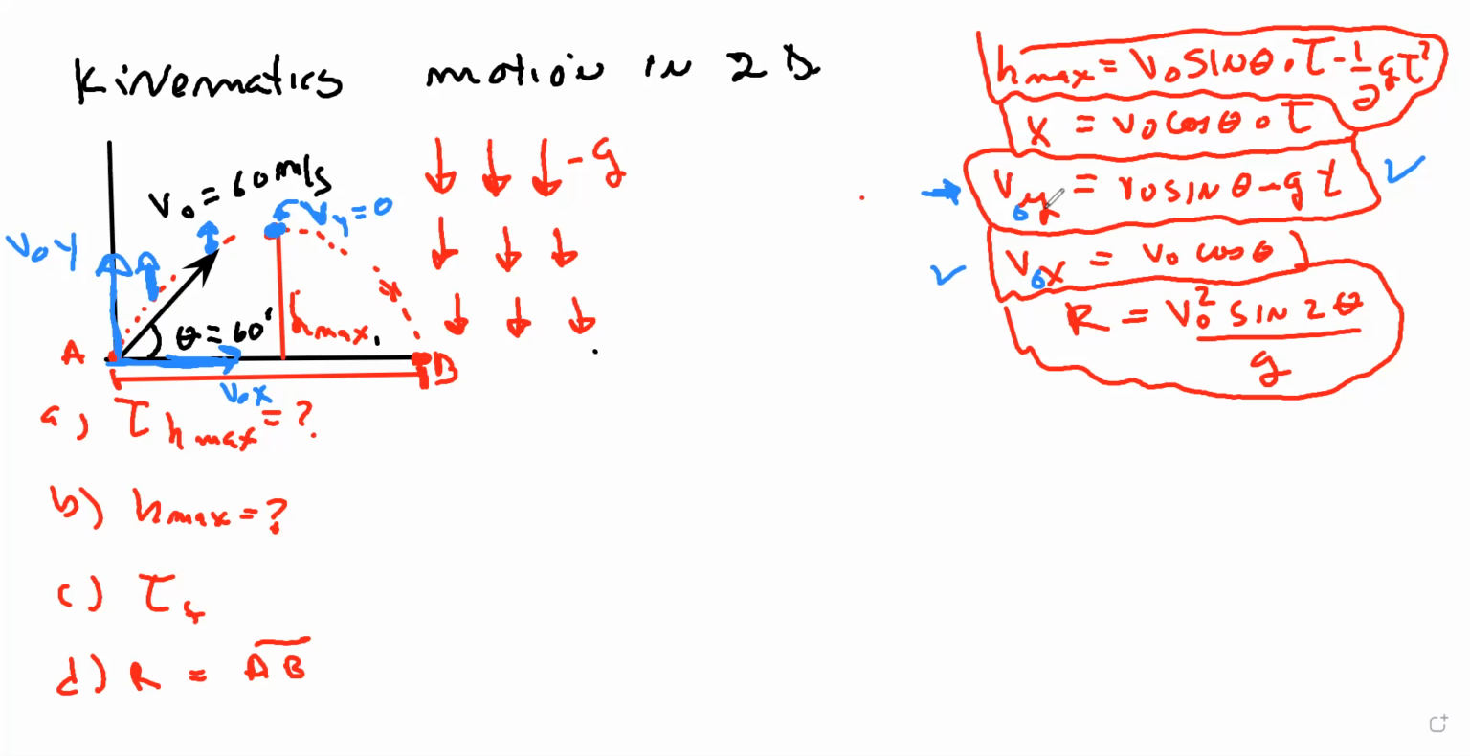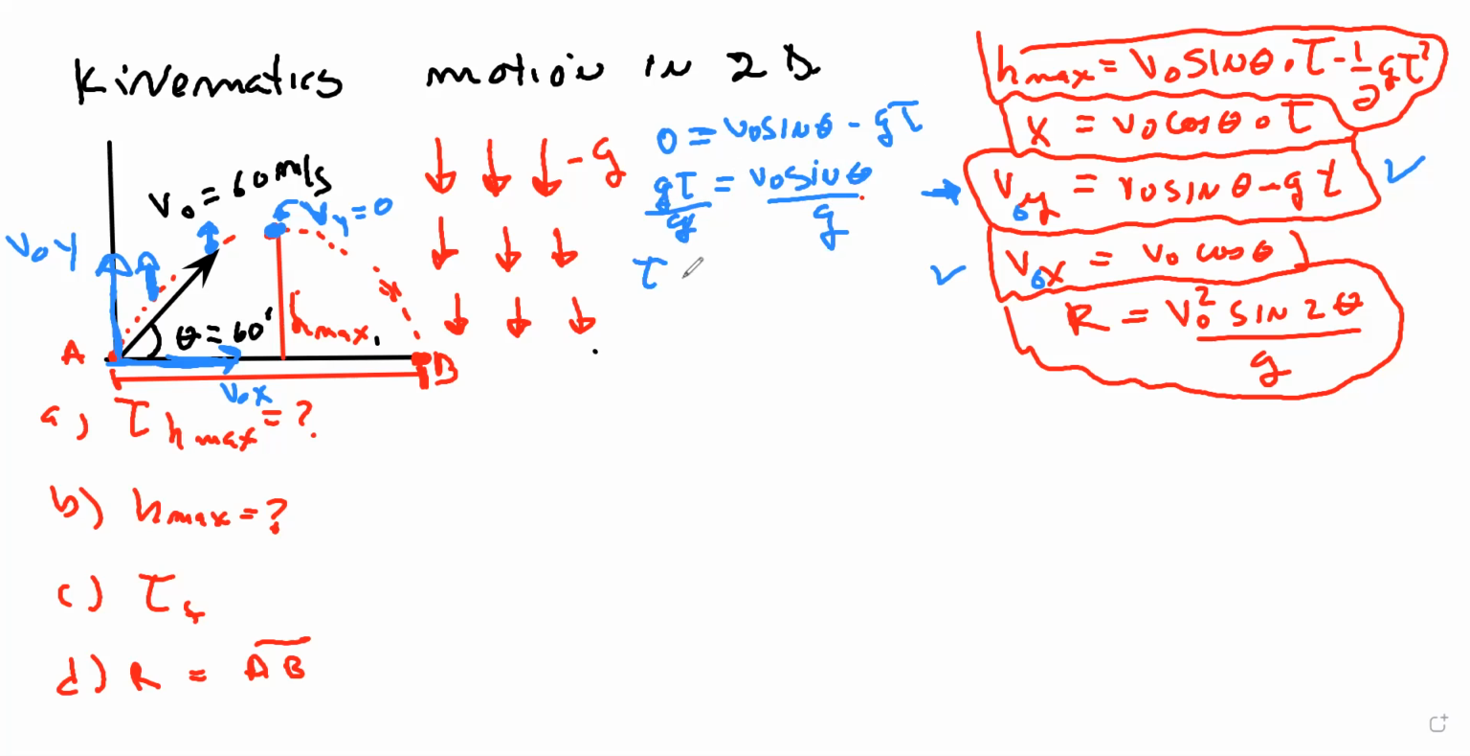So this equation is going to be used to calculate the time that it takes to reach the maximum height. So we got 0 is equal to V0 sine of theta minus GT. And we can send the GT to the other side. So GT is going to be equal to V0 sine of theta. And then we divide by G, and we divide by G. We cancel G with G.